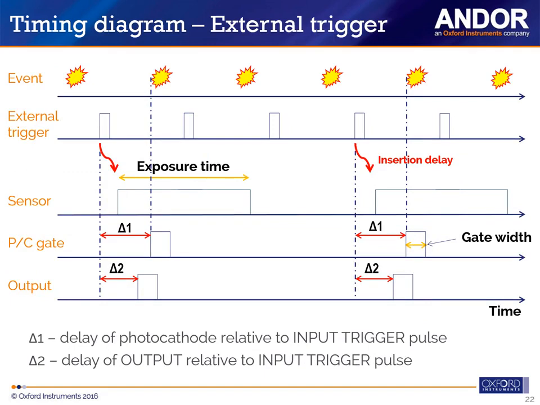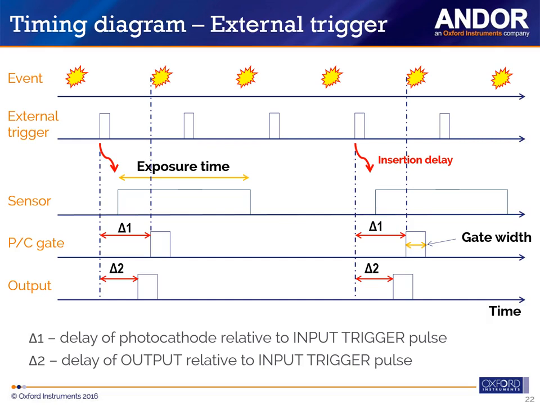The second scenario here is when the camera is a slave and you have an event, and this event, for example a laser, can be triggering the detector, or you can have a separate master trigger that would trigger the camera and the experiment simultaneously. So imagine the scenario where the event generates an external trigger to the camera. The external trigger is received by the camera, and it takes a little bit of time, called the insertion delay, to actually get the sensor to expose.